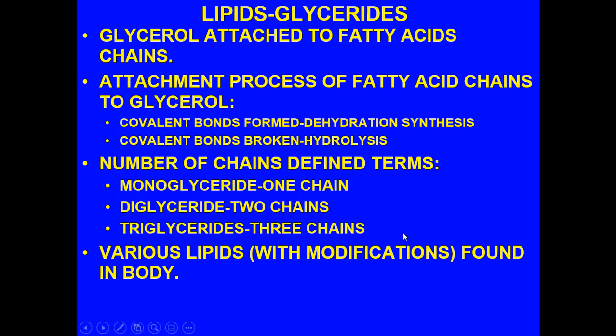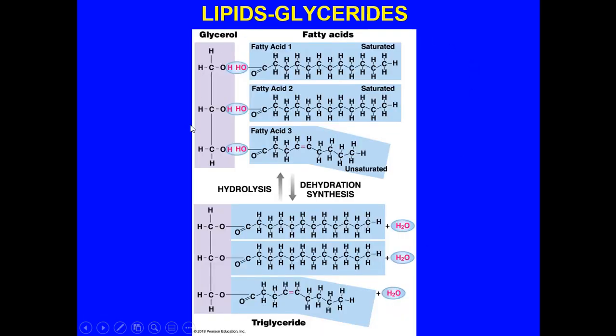Now, various lipids with modifications are found in the body. Here's a glycerol, and here's where we're going to have basically the dehydration synthesis to fuse fatty acid 3, 2, and 1. That means that you're going to form 1, 2, 3 water molecules. Now, by the way, one other thing to be aware of: not all of these fatty acids have to be identical. As you can see in this formation here, I've got two saturated fatty acids and one that's unsaturated attached to this glycerol, but they're still all triglyceride. And if I wanted to reverse the reaction, I just have to have a hydrolysis reaction to free up from the glycerol fatty acid 1, 2, and 3.